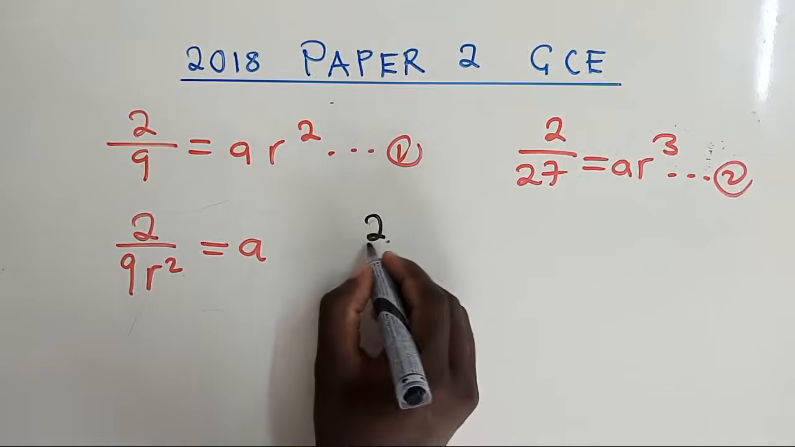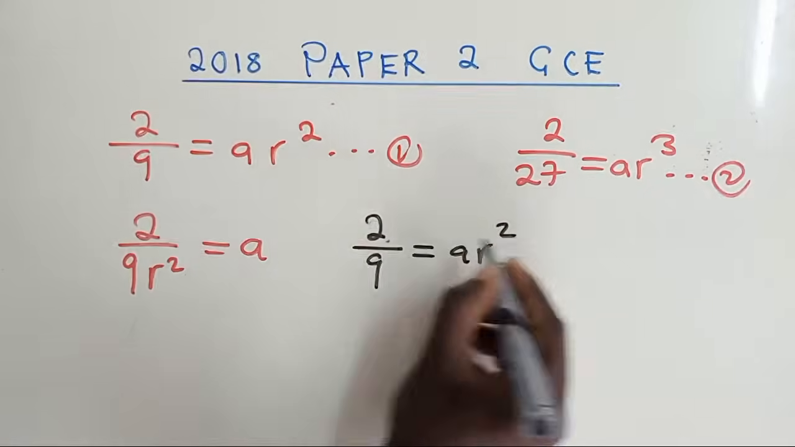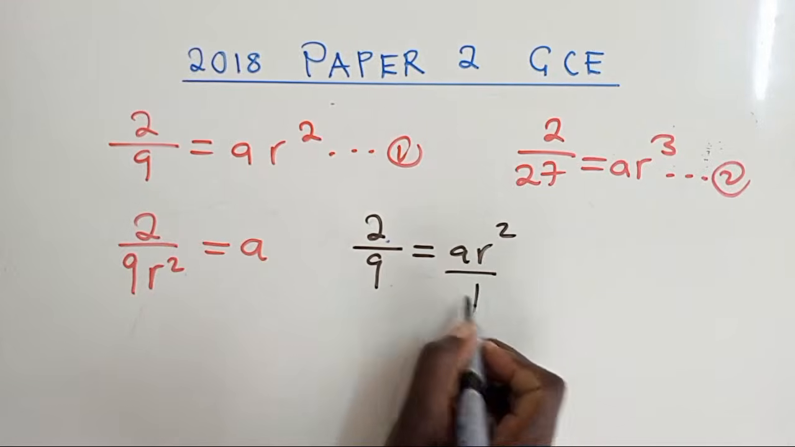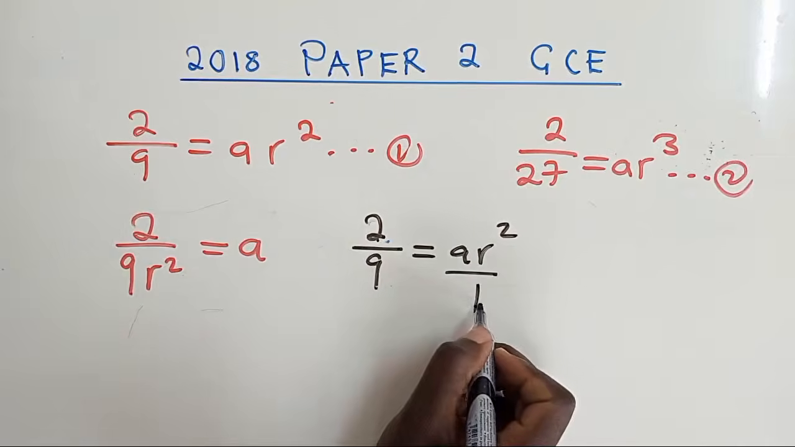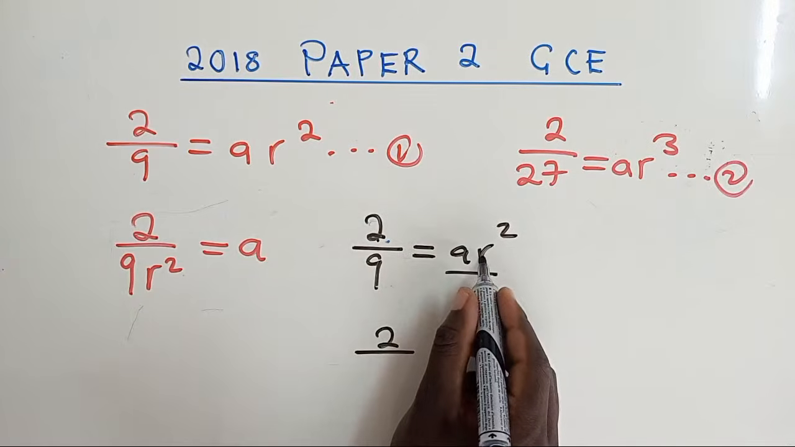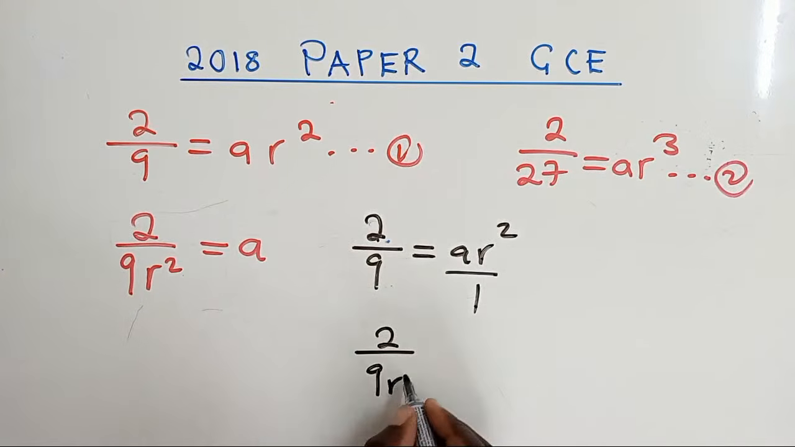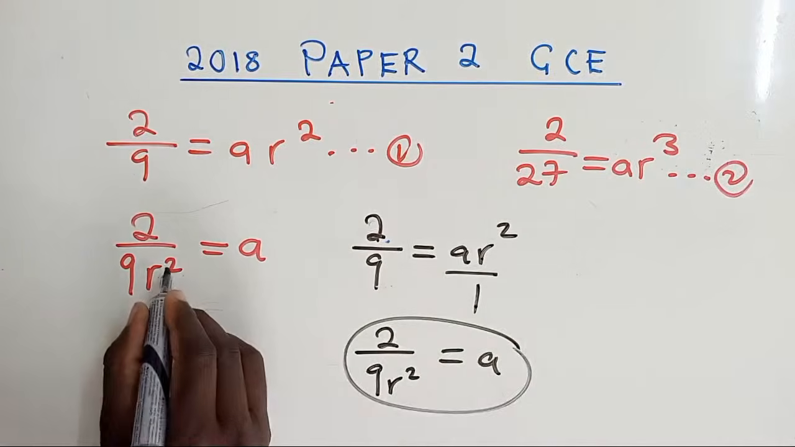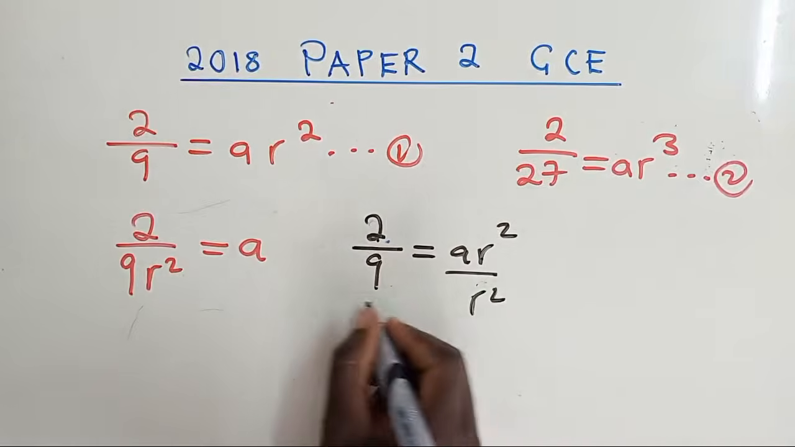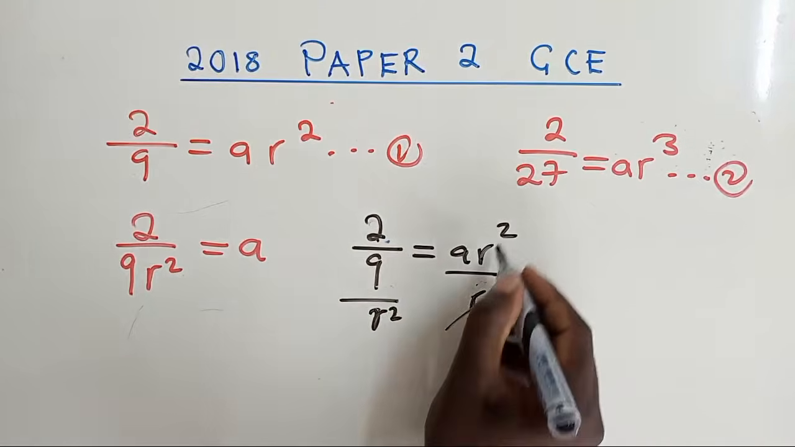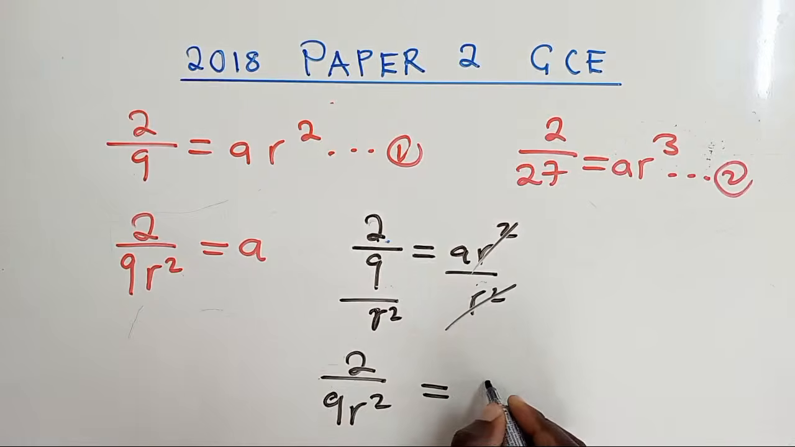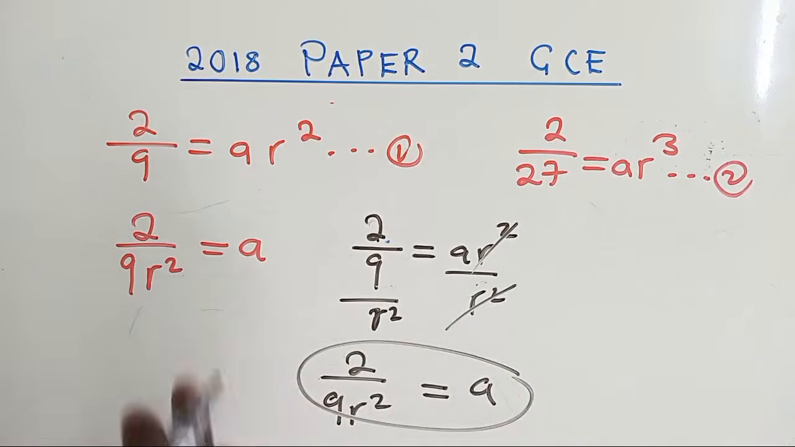So we have 2 over 9 is equal to a r power 2. I want to show you how I've reached this point. There's a 1 here. I've just multiplied 1 times 2, which is 2 over there, and r squared times 9, it's 9r squared, which equals a. So this is what I've done to reach this point. Or in other ways, you can just divide both sides by r squared. This side will cancel and you remain with something like this on the other side. So this is how I've reached this point.